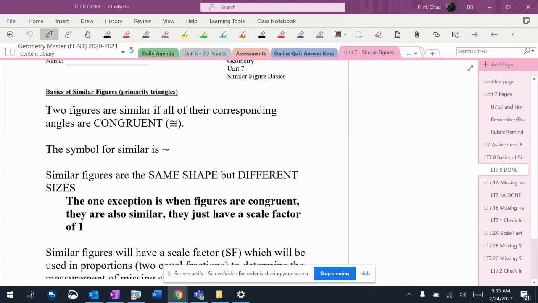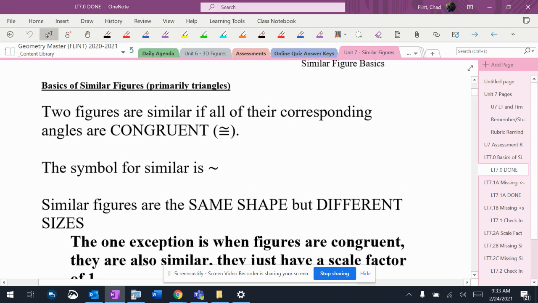This unit is going to be on similar figures and primarily triangles. We focus on triangles, but other similar figures have the same basic ideas. So there are some things that we have to make sure that we're very, very clear about. Two figures are similar if all of their corresponding angles are congruent.